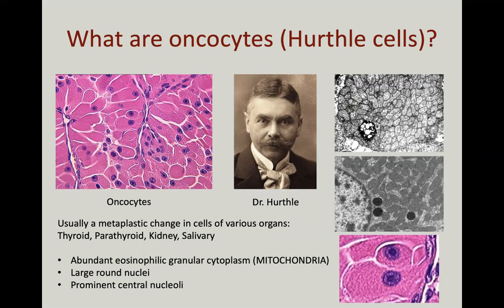When oncocytes are seen in the thyroid, they can be called Hürthle cells, after the guy who may or may not have described them in the past. They have abundant eosinophilic cytoplasm, which is granular because of the mitochondria, as you can see on the electron microscopic images, large nuclei, prominent nucleoli, because they are kind of metabolically very active cells.